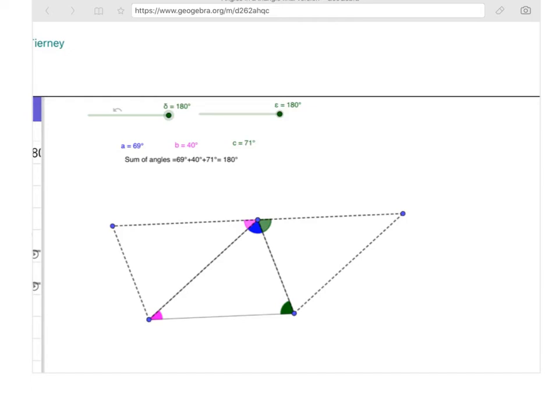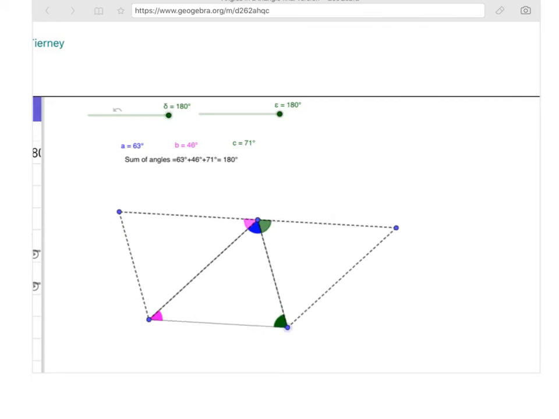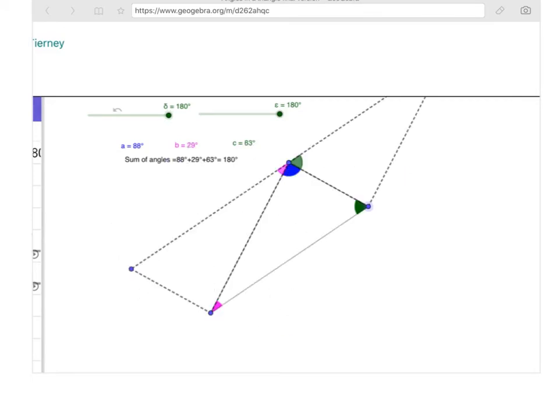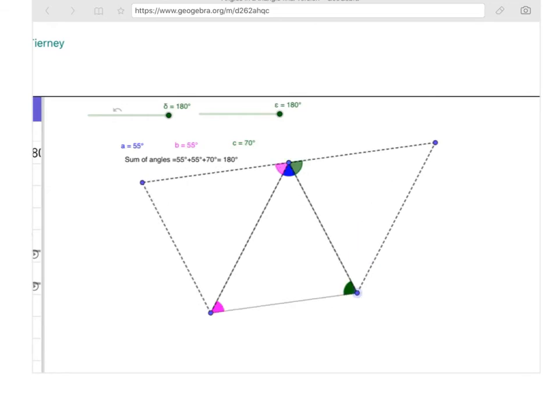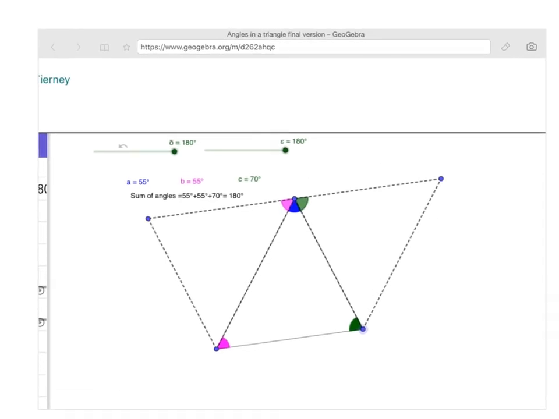You can also see that on the written bit here, it tells you A is currently 69 degrees, B is 40, C is 71, and those add up to 180. And I can now move this triangle around anywhere I like, and those angles, as much as they change, will always add up to 180. Again, if you would like to have a play with the applet, just type in the address in the browser above.